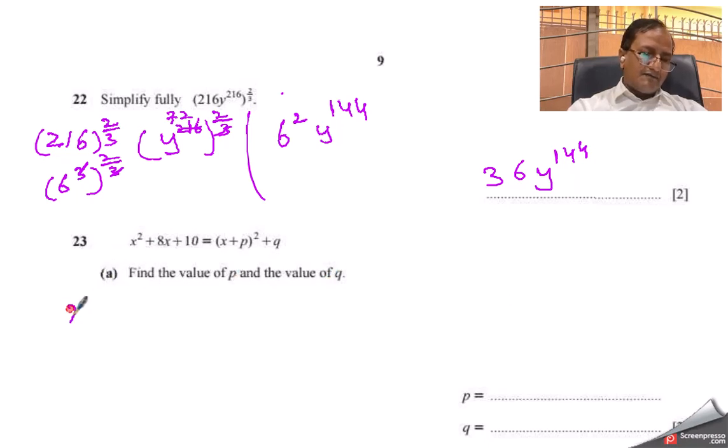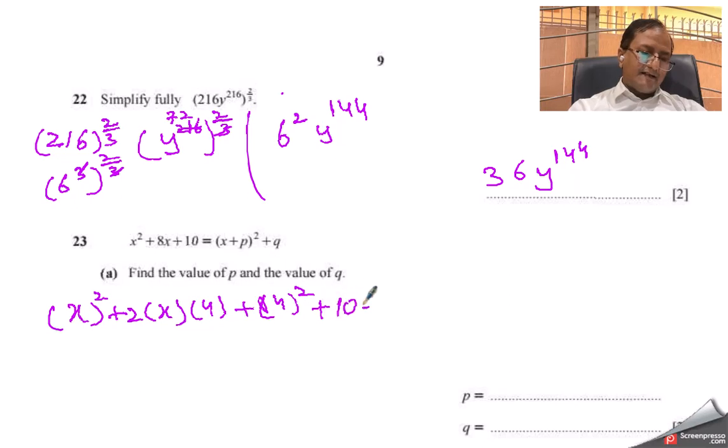For example, completing the square: x squared plus 8x, then 4 squared, and then we have plus 10, and then minus 4 squared. Okay, why minus 4 squared?